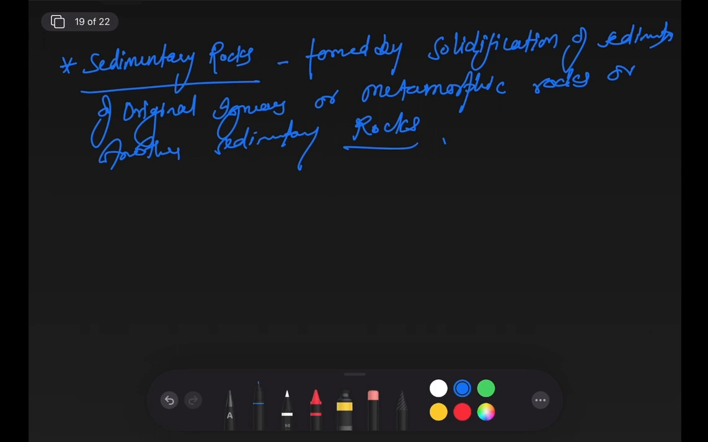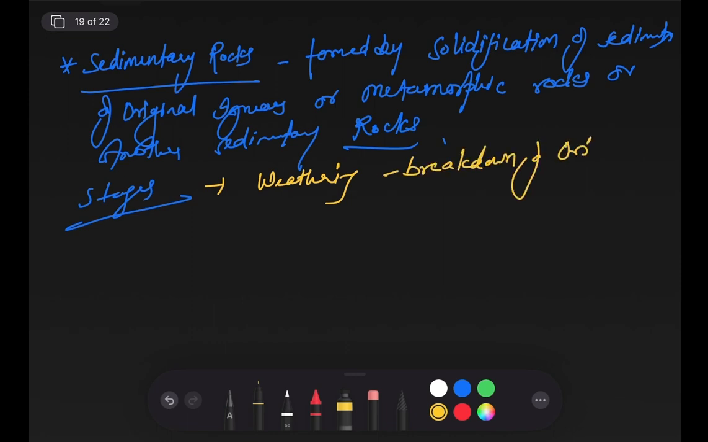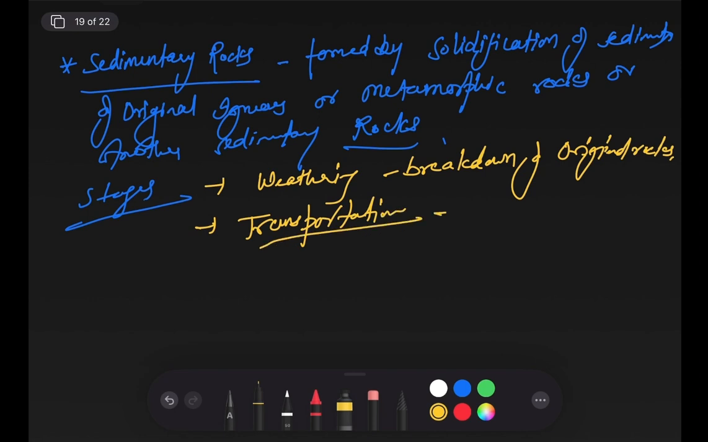Let's see the stages of the formation of sedimentary rock. First stage is weathering, which is the breakdown of original rocks. Then the second stage comes after this. When these rocks break down, they are transported by agents like wind, water, etc.